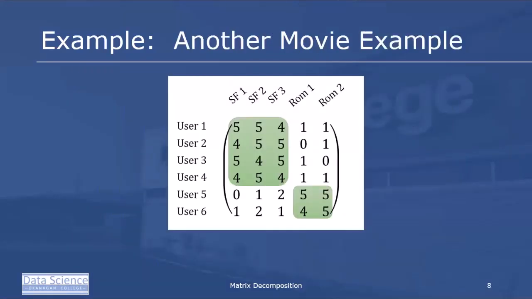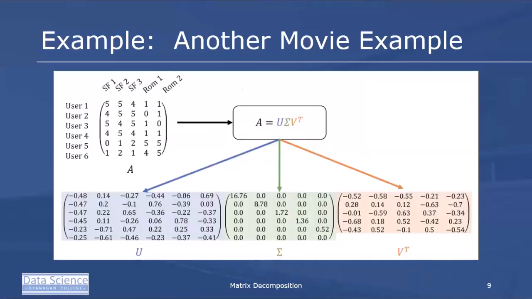Let's take a look at another example. Consider a situation with 6 users and 5 movies, broken up into science fiction movies and romantic comedies. We can see that our first 4 users prefer science fiction movies, while our last 2 prefer romantic comedies. When we decompose our matrix A into U, sigma, and V transpose, we get the following 3 additional matrices. We'll take a second and look at each one individually.